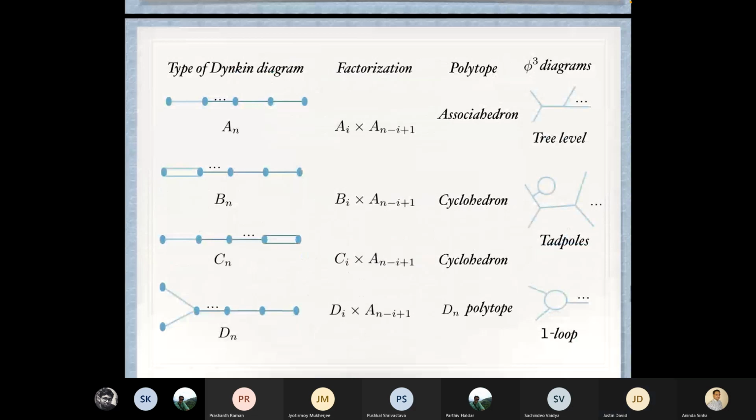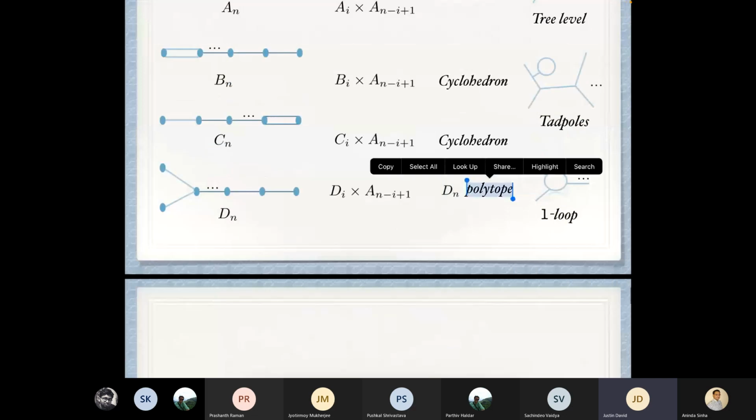So A_N is just what you talked about. B and C are called cyclohedra, which correspond to tadpoles in phi-cubed theory. And D_N basically contains all the information about one loop. And there are stringy analogs of all these.